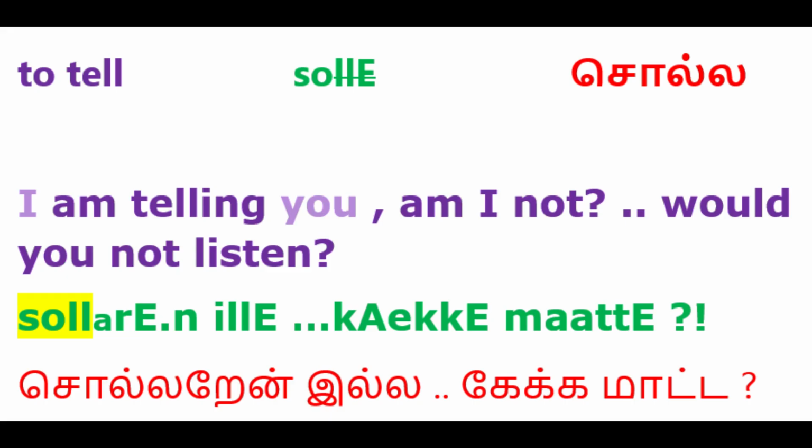சொல்ல. I'm telling you, am I not? Would you not listen? சொல்றேன்ல, கேட்க மாட்ட? சொல்லறேன். Here it is present tense. சொல்லறேன் இல்ல? Am I not telling you? Or it means, am I not being clear? Wouldn't you listen to me? சொல்றேன்ல, கேட்க மாட்ட?